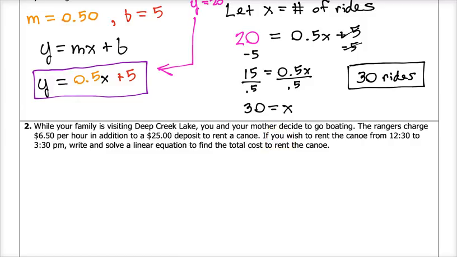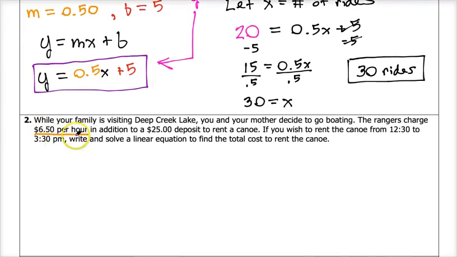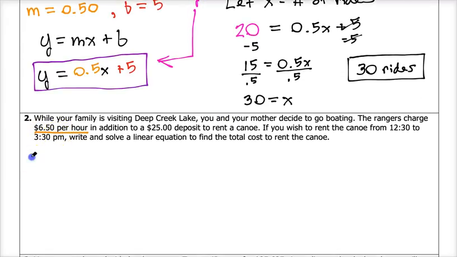So this is another example where we have a rate of change and a starting point. So let's look at our rate of change first. The rate of change is $6.50 per hour. Okay, per is a good word that will show you where your rate of change is. Anytime you see that word per, we had per ride up in number 1, per hour here in number 2, that shows you where the rate of change is.